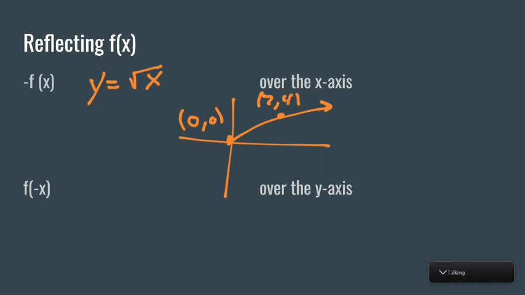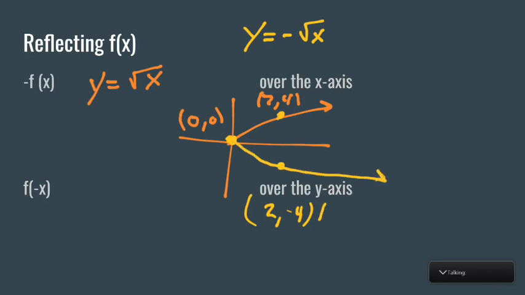Now, if I were to take y equals negative the square root of x, well, if we negate this point (0, 0)'s y-coordinate, it's going to stay (0, 0). If we take this point, (4, 2), and negate the y-coordinate, it's going to be (4, negative 2). And if we do that for all the points, our graph's going to look like the original graph, but reflected over the x-axis.